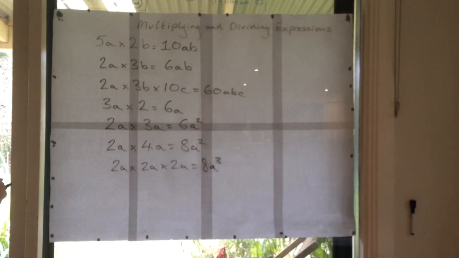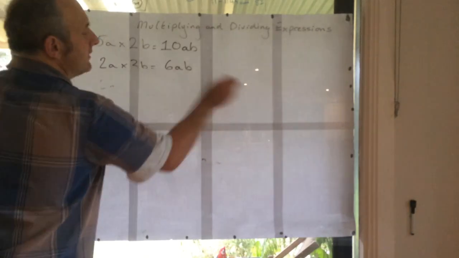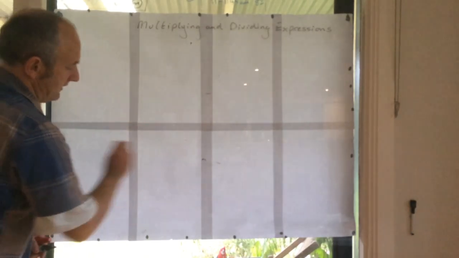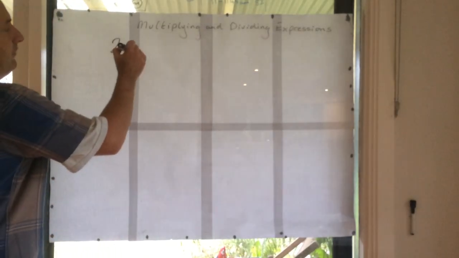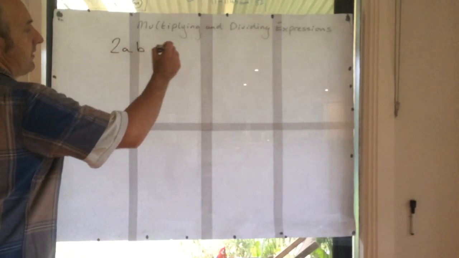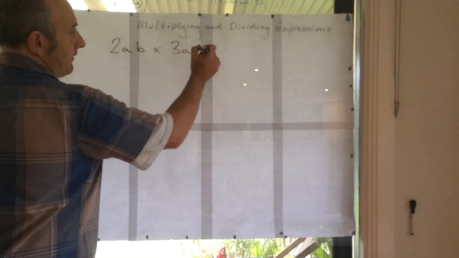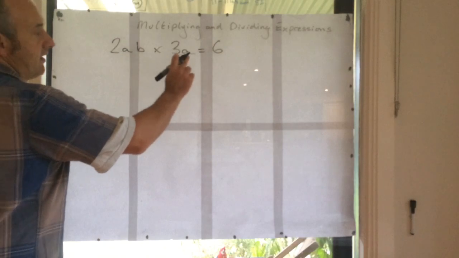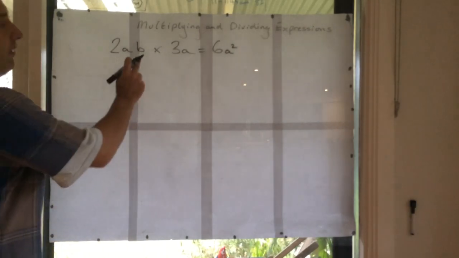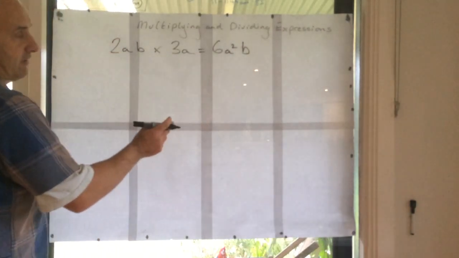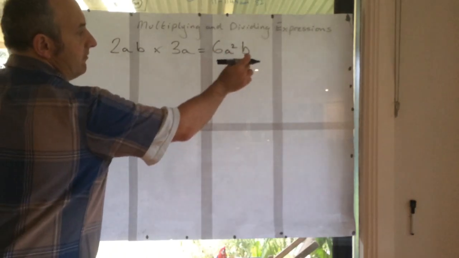Alright, so are they going to get any harder? Only slightly. They're not going to get much harder than this. Not this week, anyway. So, what if we go with something a little bit like 2ab times 3a? So again, 2 multiplied by 3 is 6. a times a, we know, is a squared. Have we finished? No, we've still got b. So what we're looking at is 6a squared b.